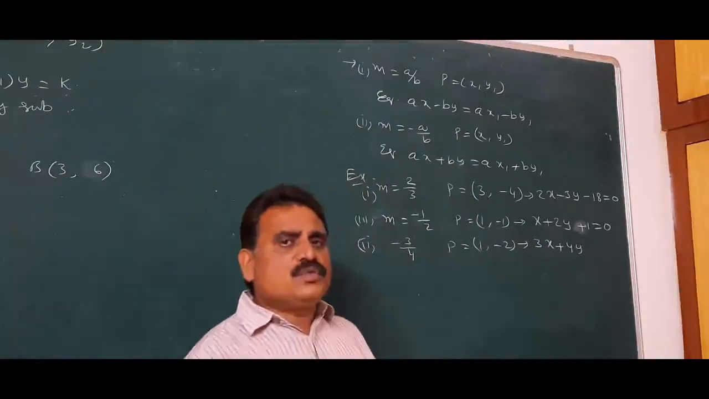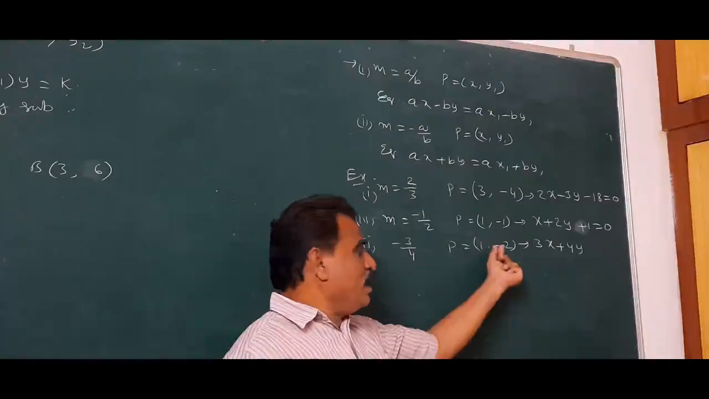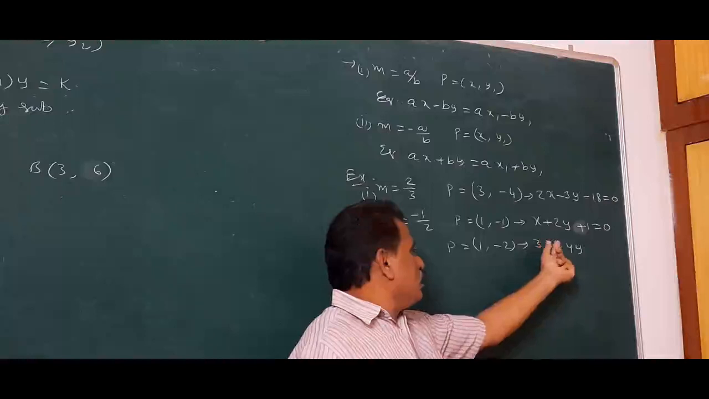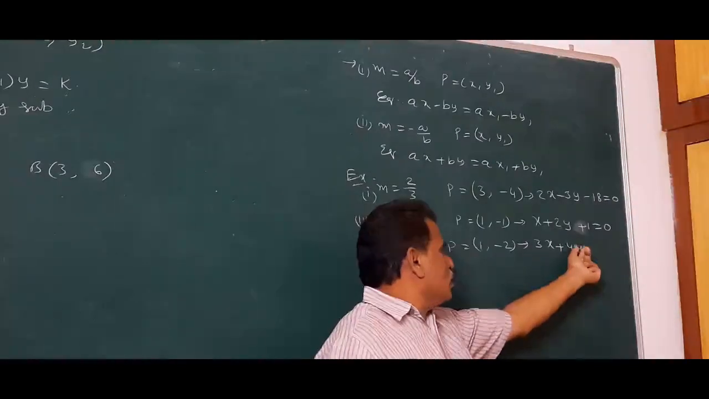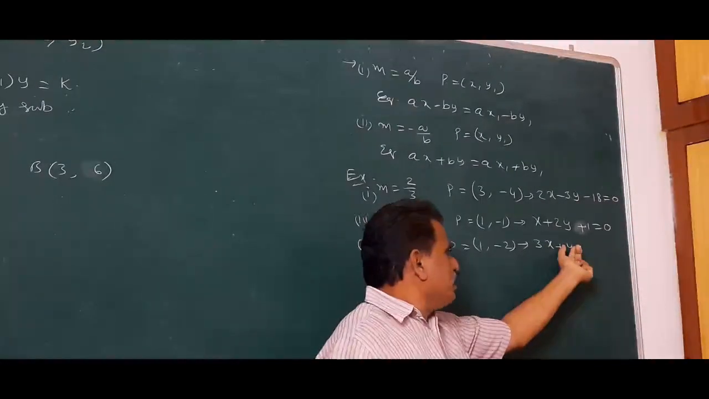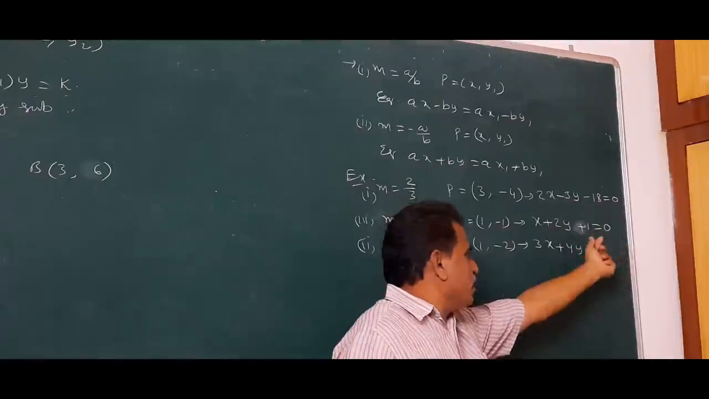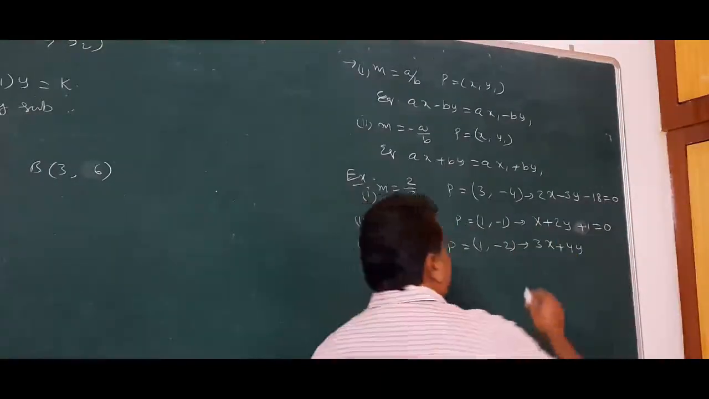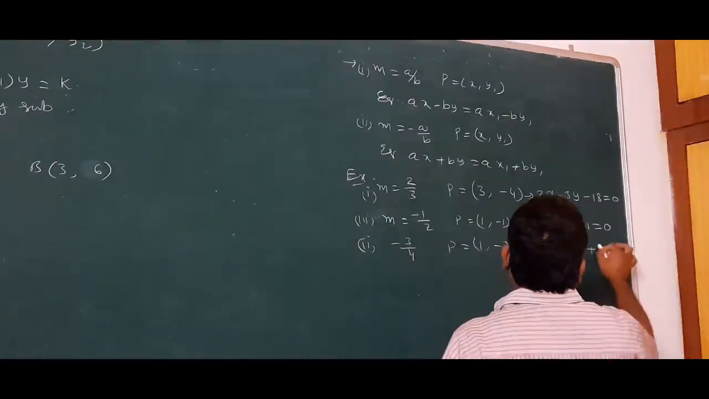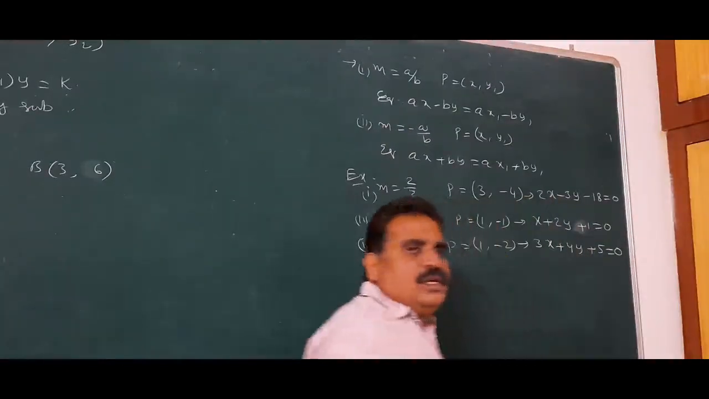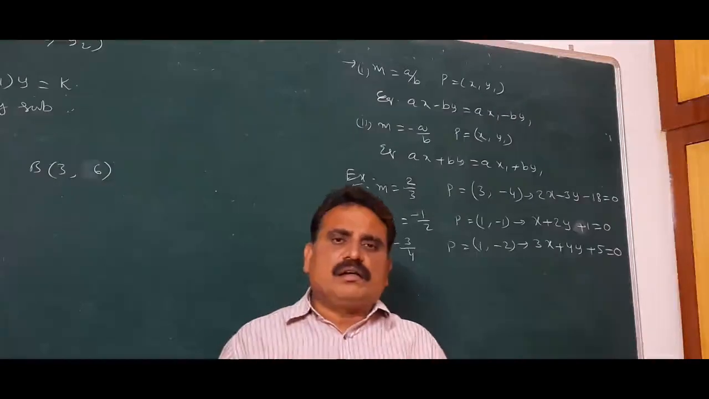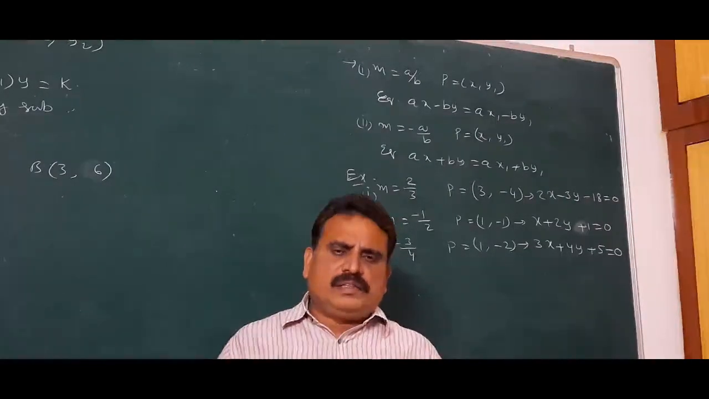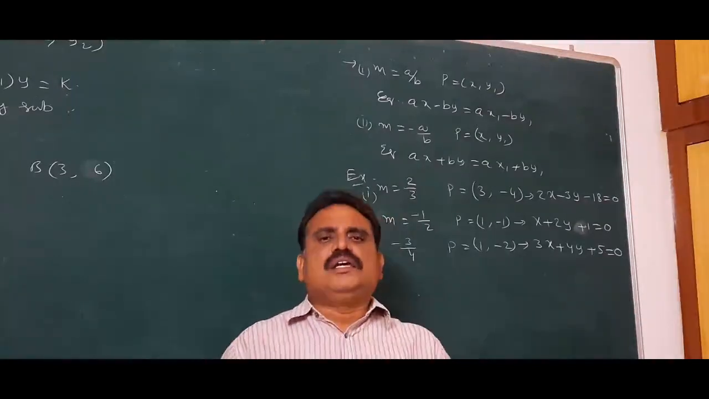Now the point is (1, -2). X is 1 and y is -2. 3x, that is 3 into 1, plus 4 into -2: 3 minus 8 becomes equal to -5. Take this -5 to the other side, that becomes +5 equal to 0. So if the slope and point are given, by observing that directly, within one step you can write the equation of the line.